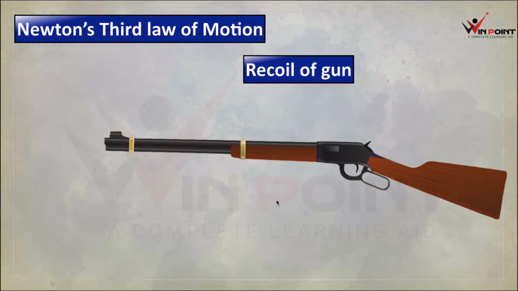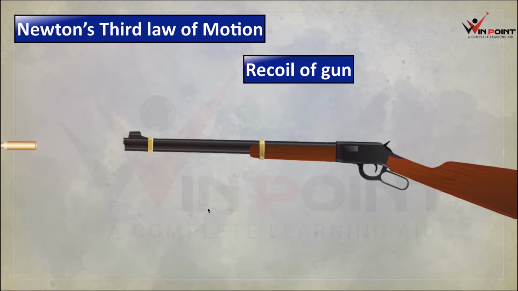It's a gun. At the time of firing, the gun will move backward. This phenomenon is known as recoil of gun. The velocity of the gun is known as recoil velocity. Now the gun moved backward and this velocity is known as recoil velocity. This process is known as recoil of gun.